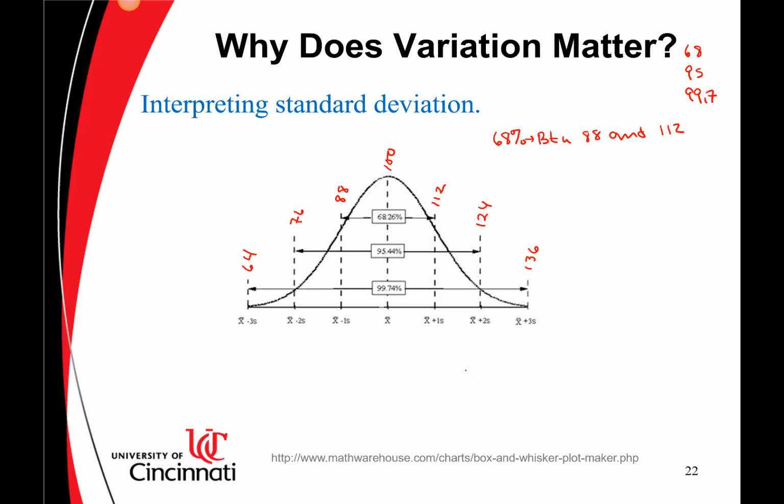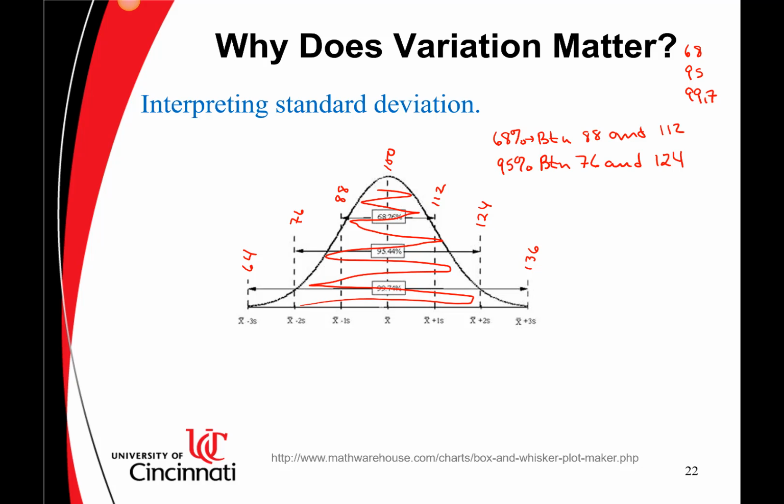Ta-da! Basically, these kids all scored in a normal range. If you expand things a little bit, if we go out 2 standard deviations, this would be between 76 and 124. What percent of the population is this going to include? 95%, isn't it? Which is just about everybody.